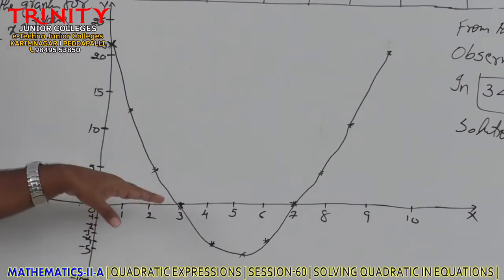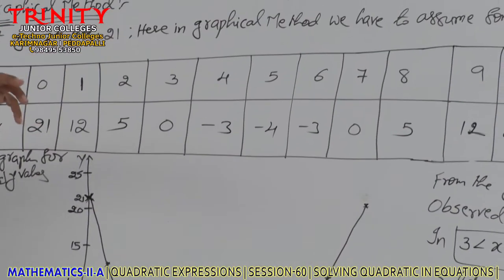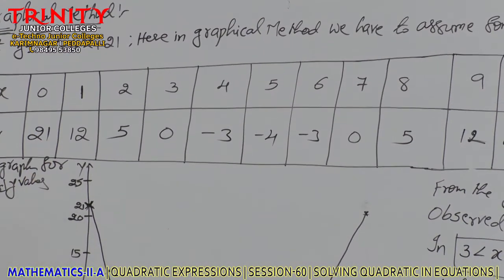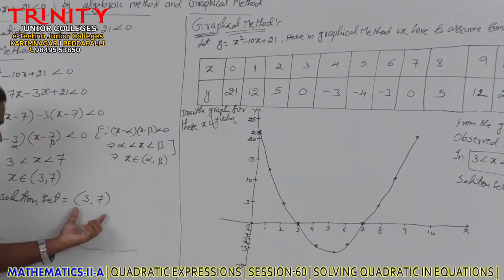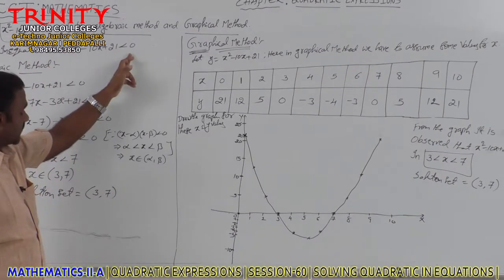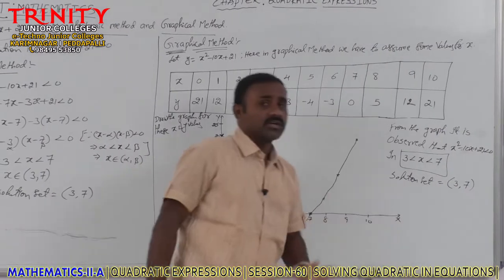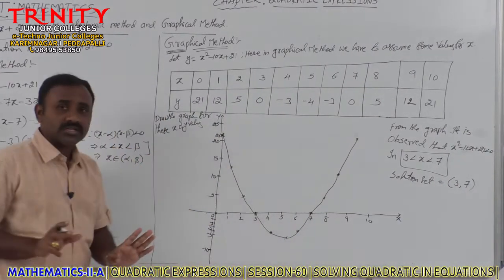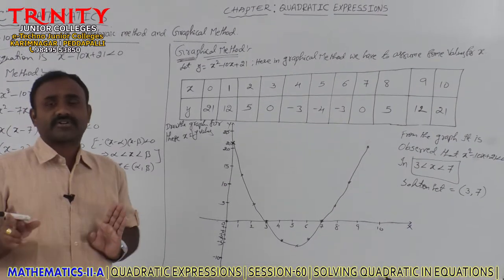From the graph we are deciding where the curve x square minus 10x plus 21 is less than 0. But in algebraic as well as in graphical, the solution of the quadratic expression x square minus 10x plus 21 less than 0 is 3 comma 7, and even here also it is 3 comma 7. There is no change in the solution. The method of solving is different.